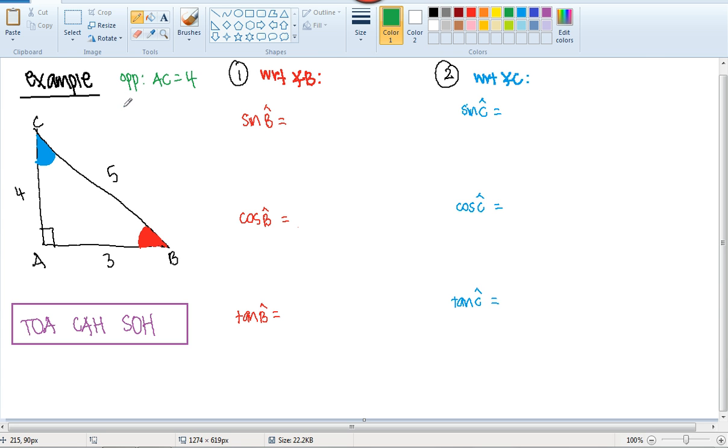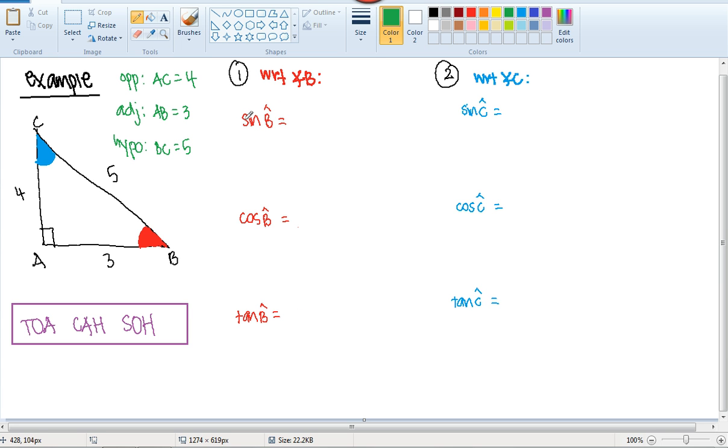Then I've got my adjacent. Adjacent will be the side that has got both the right angle and this orange angle that we're making reference to. So it's side AB, which is of 3 units. And I've got my last side, which is my hypotenuse. Hypotenuse is basically the side that is opposite to my right angle. So it's length BC, which is of 5 units. Okay, so with that, I can fill in my three trigo ratios with respect to angle B.